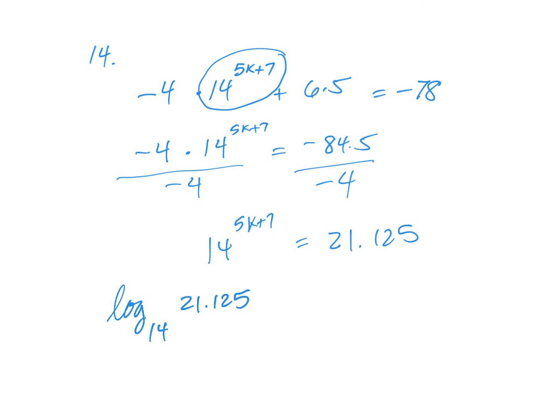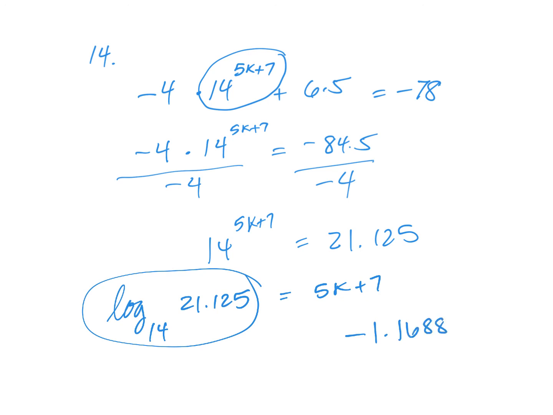Do not round any of these numbers until the very end. Just leave them in their form. Equals 5k plus 7. So you're going to turn this into a decimal. You're going to subtract 7 and hit enter, and then you're going to divide by 5 and hit enter. And what do you get? If you go to 4 places, it would be negative 1.1688. So what I would do is not round anything until the very end, okay?